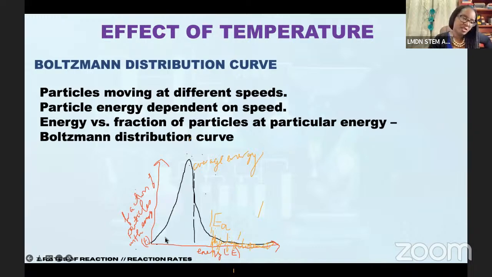Oh, I did choose another color. So let's call this first curve that I drew temperature one, right? So that's before we increase the temperature. That's our initial temperature of the system. We have our average energy here and we have our activation energy, or the shaded region with the number of particles that have that activation energy. So now I'm going to increase the energy of the system and you're going to see how the curve shifts. So we're going to now have, let me draw from here.